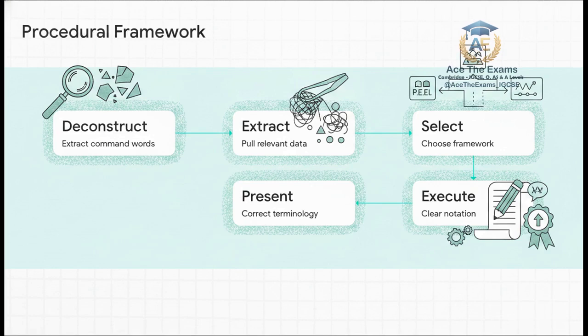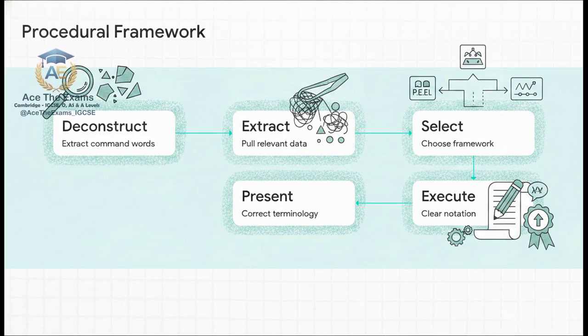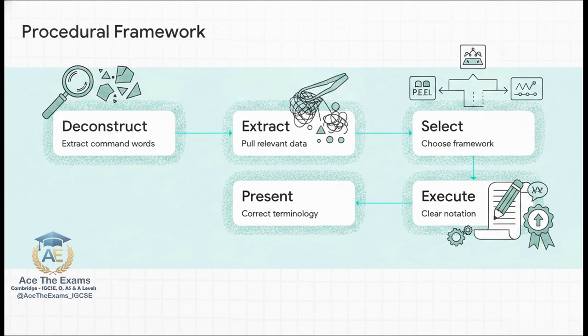Step 3. Select your analytical framework. This is your explanation phase. Set up your hf equals E1 minus E2 calculation. Step 4. Execute with clear, legible notation. Let the examiner follow your logic step by step. Don't make them guess what you're doing. And Step 5. Present correct terminology to link it all back to the initial point.